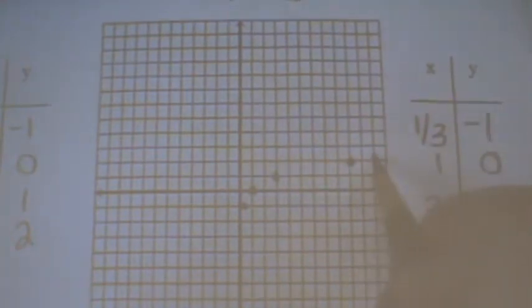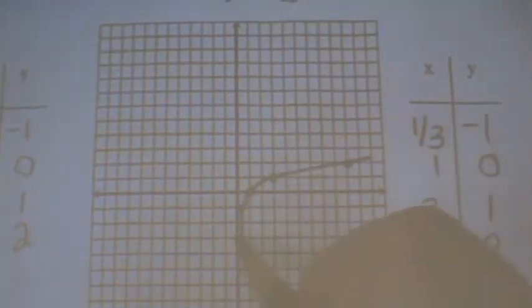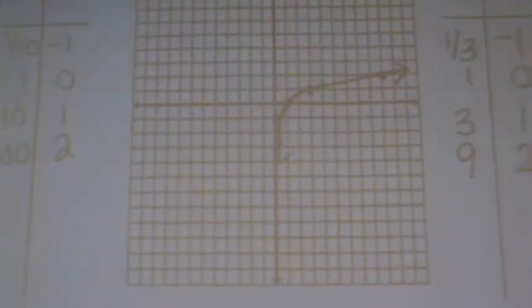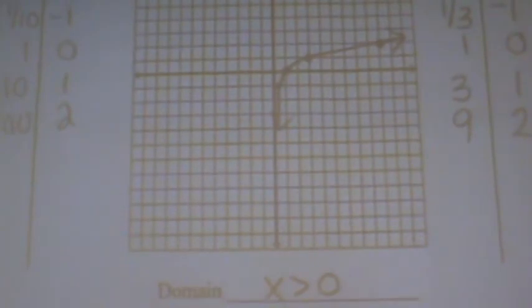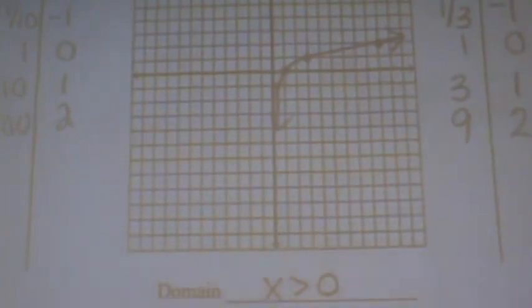Give me your domain and range. What's the domain? X is greater than 0. What's your range? All real numbers. Yarn, looks like yarn.